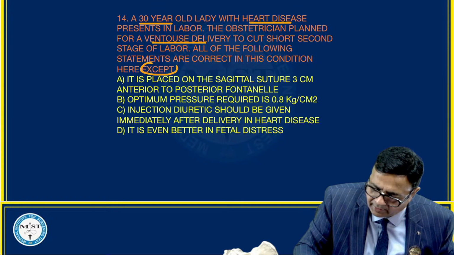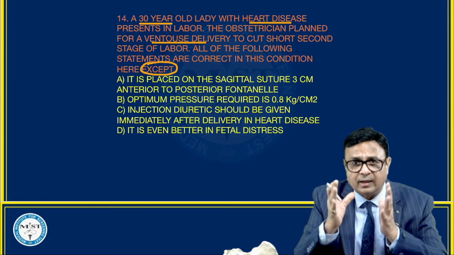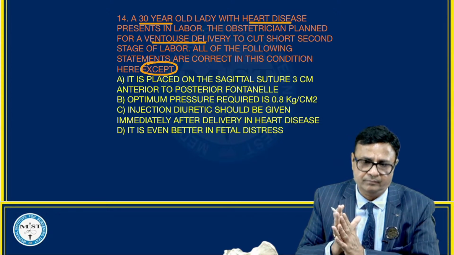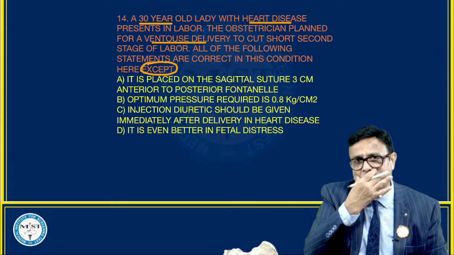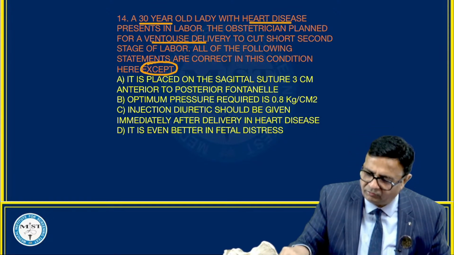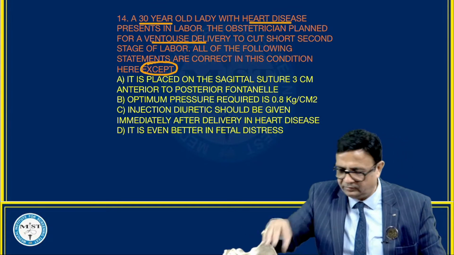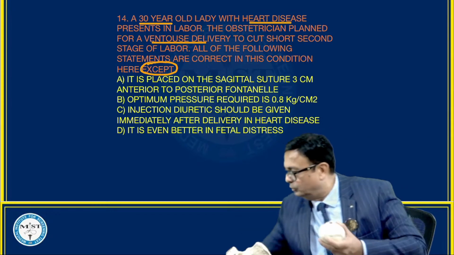Again, there is a word except. So what we are doing, we are conducting delivery in a lady with heart disease, and the obstetrician has planned a ventouse. Option A. Ventouse is placed on the sagittal suture 3 cm anterior to posterior fontanelle. Yes, ventouse is placed here.